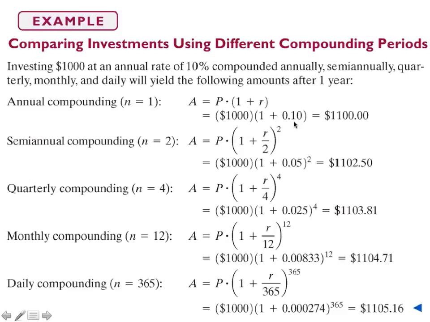So if you do this in your calculator, it's going to do the addition for you and then multiply. You should get $1,100.